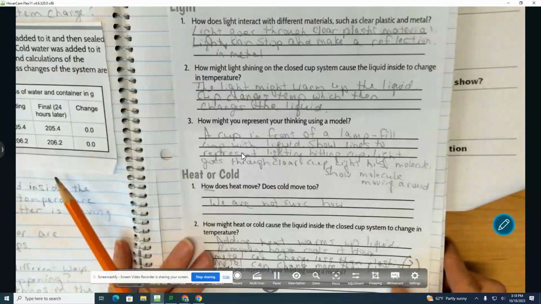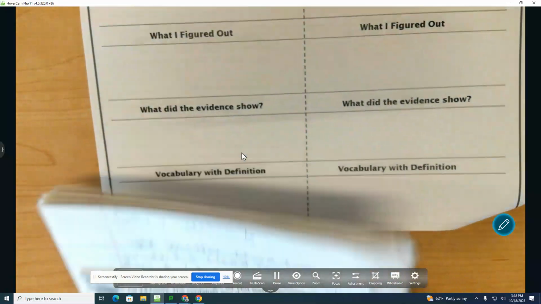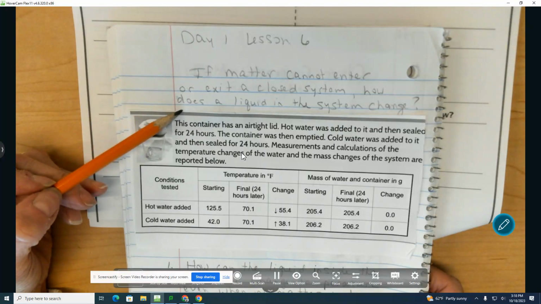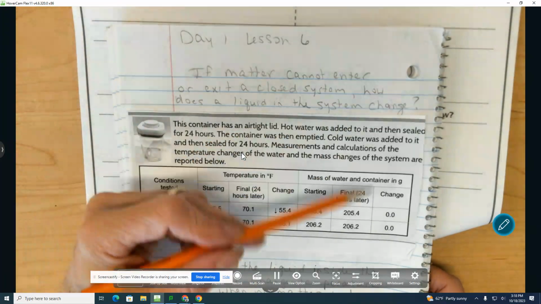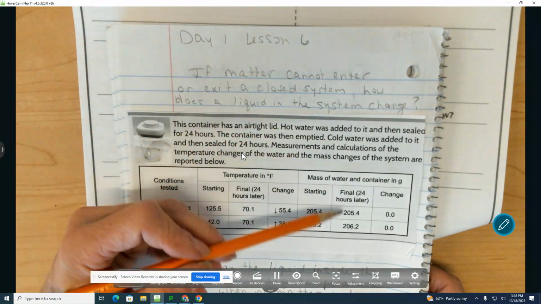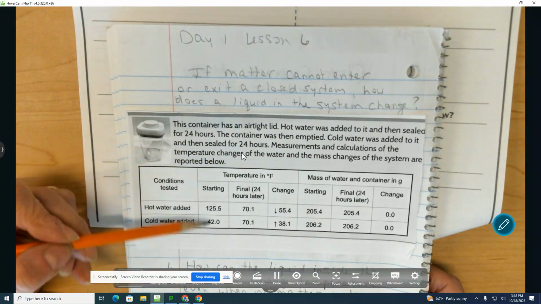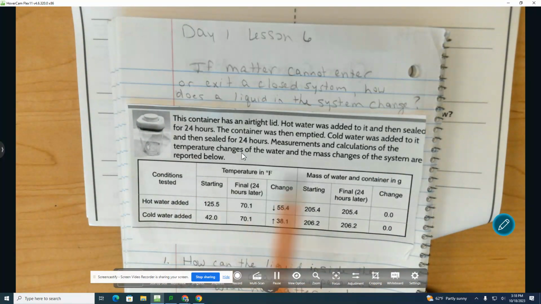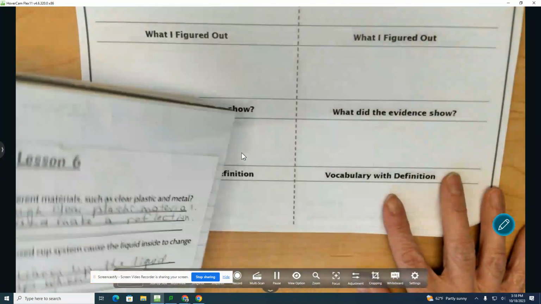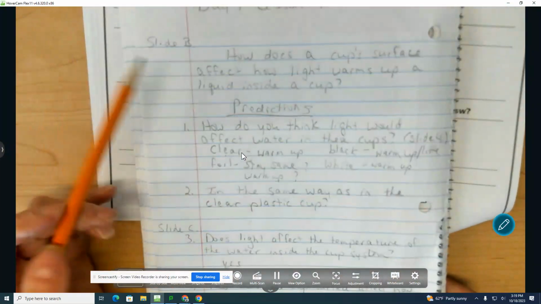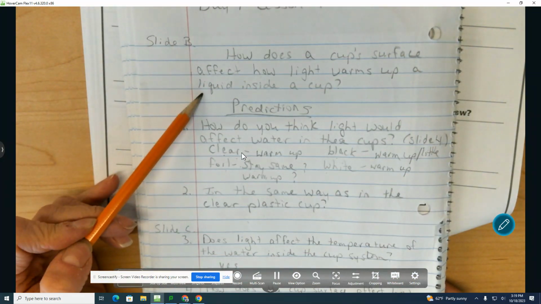Now, lesson 6 is this investigative question. If matter cannot enter or exit a closed system, how does a liquid in the system change? And this investigation had everything to do with this closed container, this tightly sealed container where nothing can go in, nothing can come out. What was the result? Here's your data, your evidence. What did we find out from that? And then finally, lesson 7 is, how does a cup's surface affect how light warms up a liquid inside a cup? Okay, that's lesson 7.